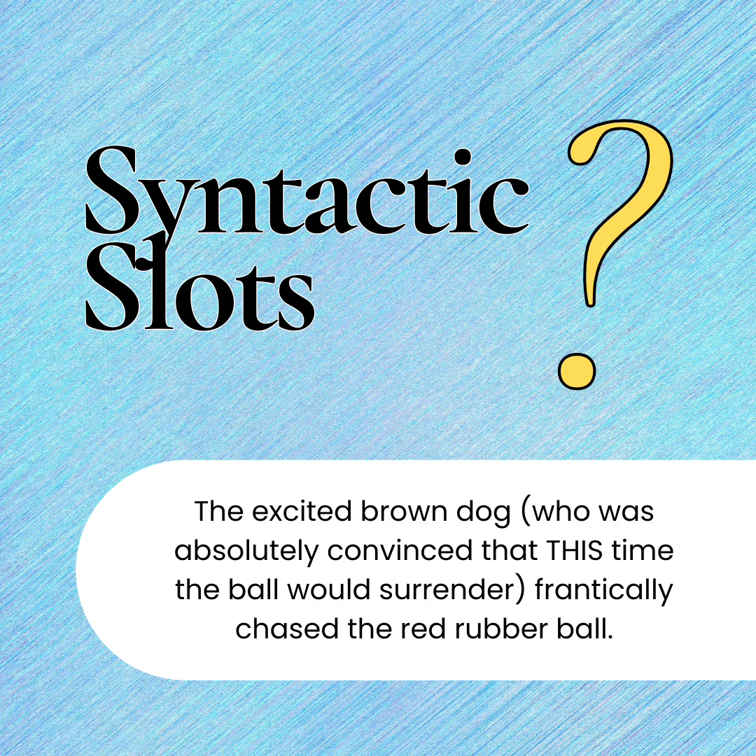Did you correctly identify the phrase, who was absolutely convinced that this time the ball would surrender, as the interiority? If so, great job. Now, let's try your own. The sentence is, the cat sleeps. See if you can identify the 2 syntactic slots in that sentence and expand upon them.